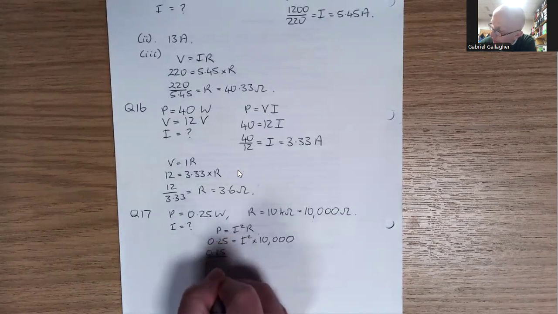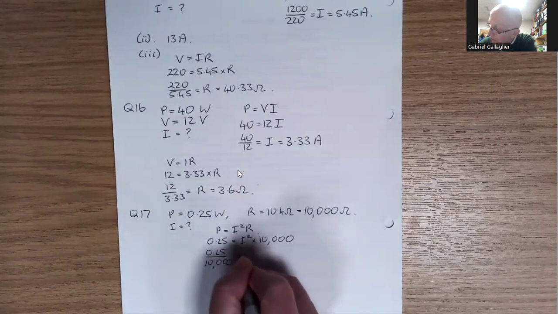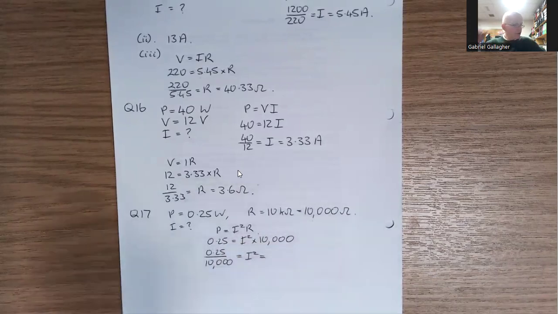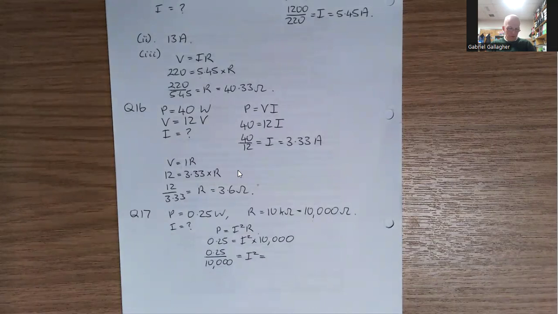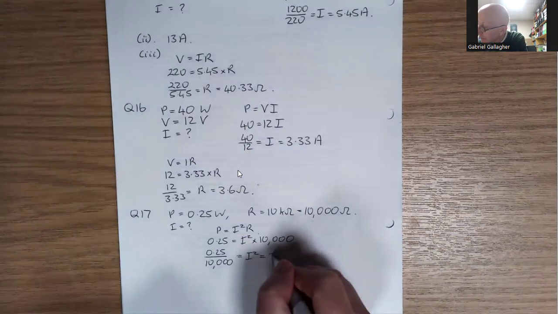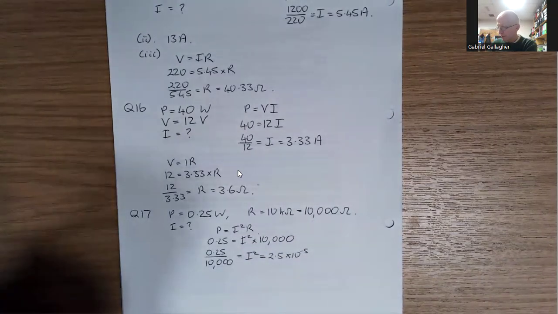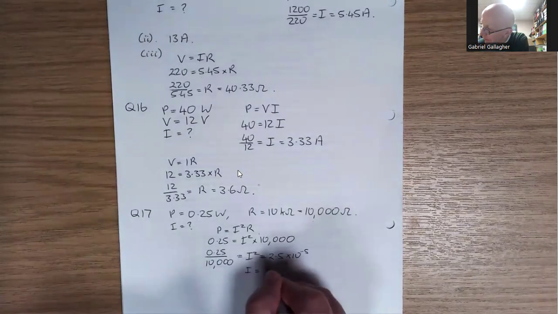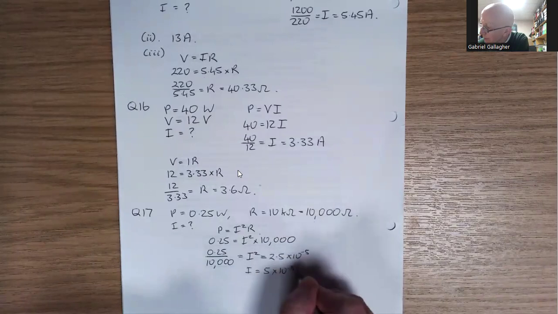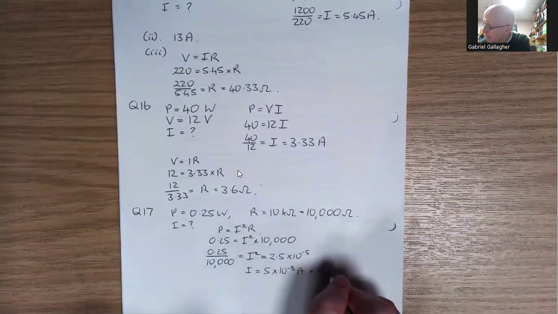0.25 over 10,000 equals I squared, which is 2.5 by 10 to the minus 5. I think we're going to get 5 by 10 to the minus 3 when we square root it. So just square root that. So I equals 5 by 10 to the minus 3 amps, and 10 to the minus 3 amps is 5 milliamps.